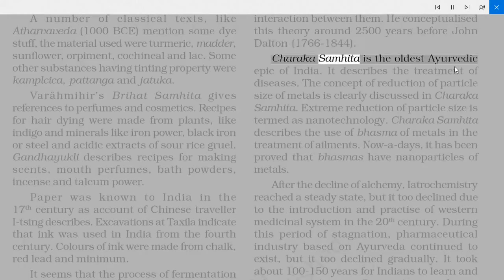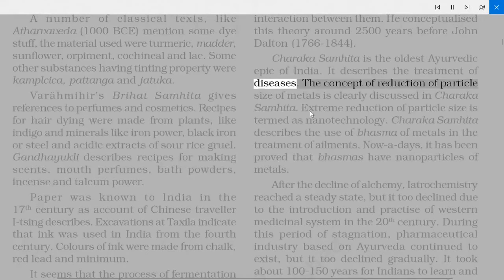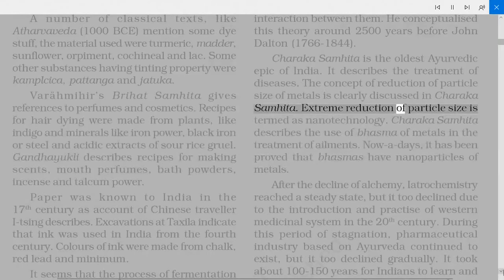Charaka Sanhita is the oldest Ayurvedic epic of India. It describes the treatment of diseases. The concept of reduction of particle size of metals is clearly discussed in Charaka Sanhita. Extreme reduction of particle size is termed as nanotechnology. Charaka Sanhita describes the use of bhasma of metals in the treatment of ailments. Nowadays, it has been proved that bhasmas have nanoparticles of metals.